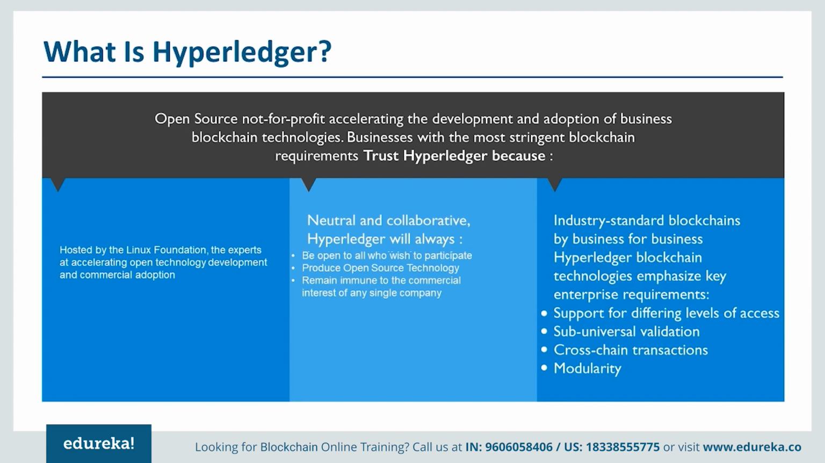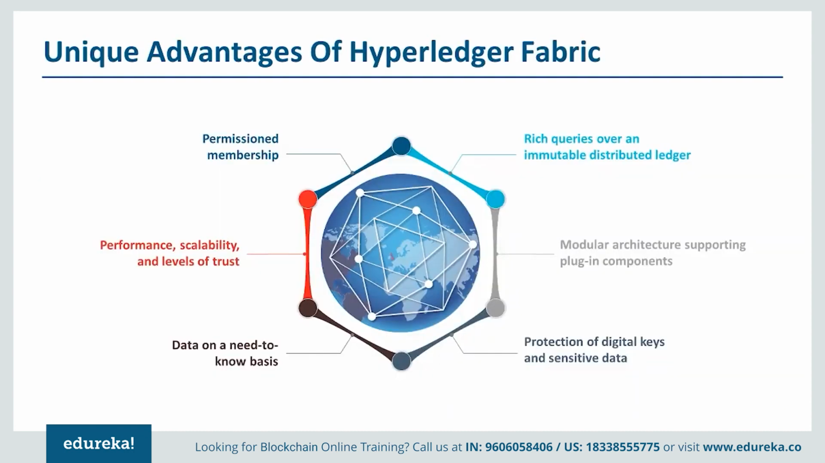It gives you industry standard blockchains by business for business. Hyperledger blockchain technologies emphasize supporting different levels of access, universal validation, cross-chain transactions, and modularity. The unique advantages of Hyperledger Fabric are these. One, you have permissioned membership. You have rich queries over an immutable distributed ledger.